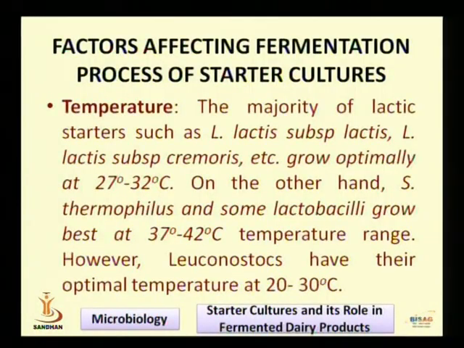According to temperature range, we have already divided starters into two different groups: mesophilic starter cultures and thermophilic starter cultures. You can see that according to temperature, the majority of lactic acid starters belong to either the mesophilic group or the thermophilic group. Lactic starters such as Lactococcus lactis subspecies lactis as well as subspecies cremoris grow optimally at 27 to 32 Celsius, whilst on the other hand Streptococcus thermophilus and some lactobacilli grow best at a 37 to 42 centigrade temperature range.